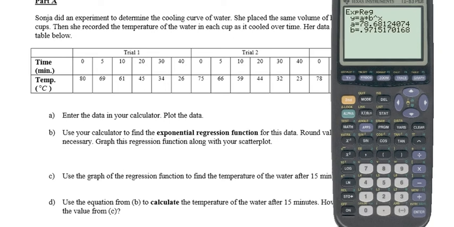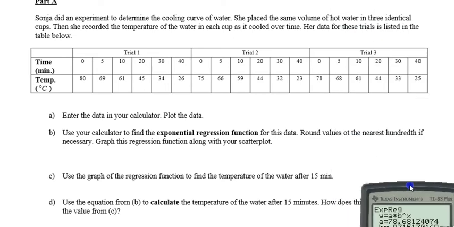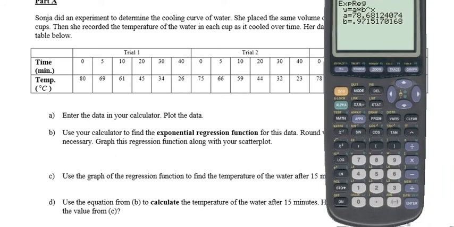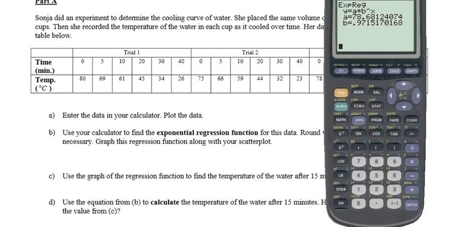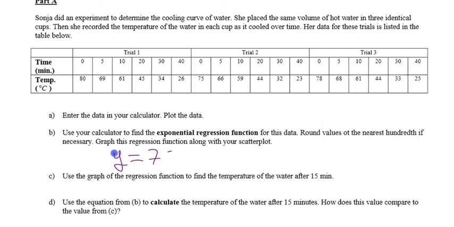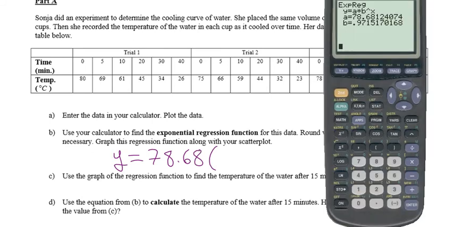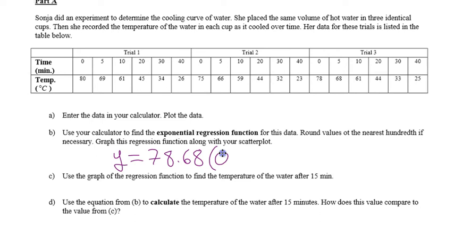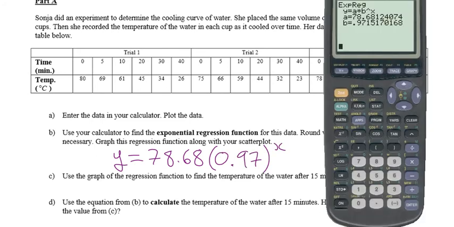Round values, okay, what are we supposed to do with this? Round values to the nearest hundredth, if necessary. Graph this regression function along with your scatter plot. So when we write this out, we're writing it in the form y equals, let's say round to the nearest hundredth. Yeah, so y equals 78.68 times, and the b value 0.97 to the x.